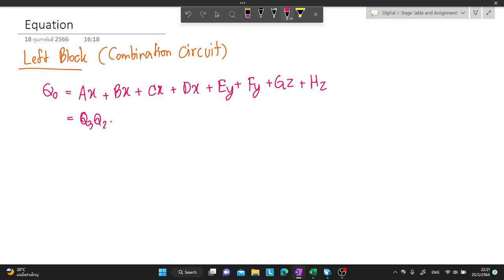Q3, Q2, Q1, and then bar B is Q. Oh, I forgot something. Q2, Q1, Q0, and bar, and X. B is 0, 0, 1, 0, which means Q3, Q2, Q1, and Q0 bar is 0, 0, 1, 0. X.